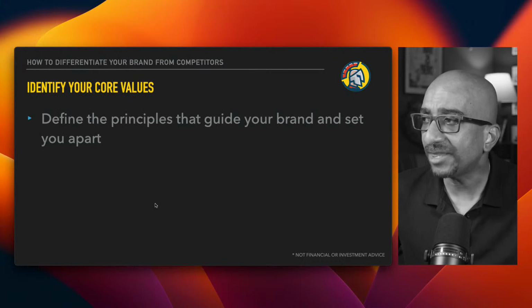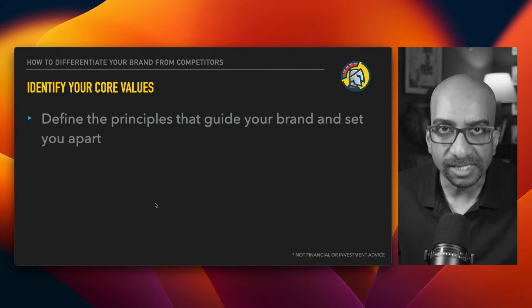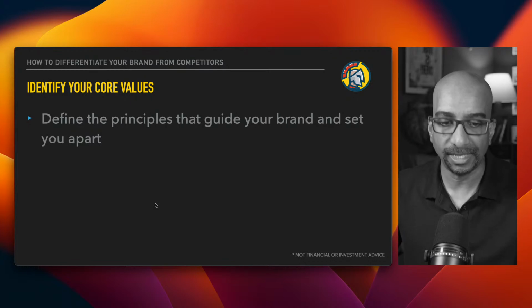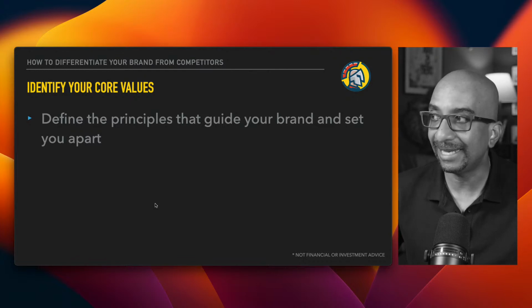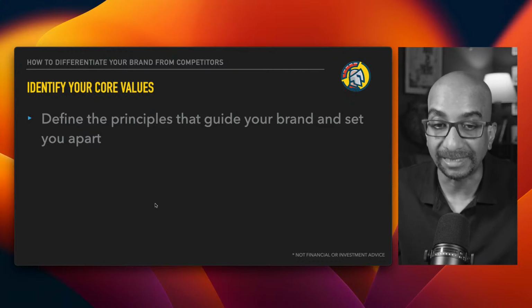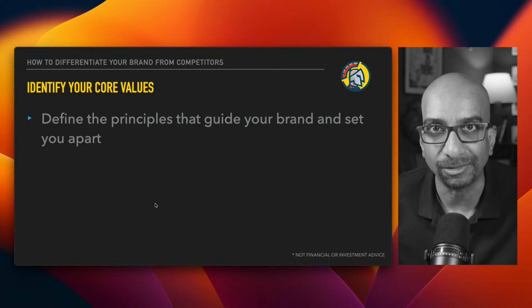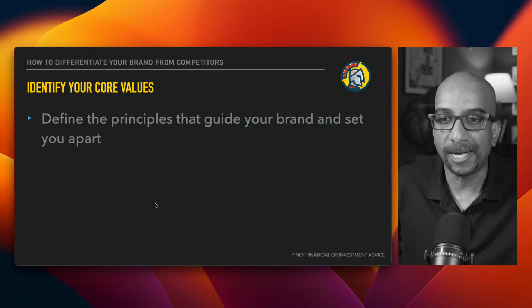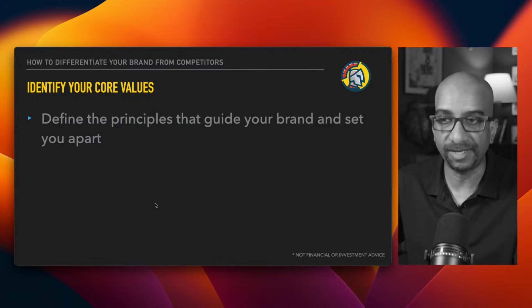So define the principles that guide your brand and set you apart. The first step, if you haven't already done so, is to sit down and spend a lot of time thinking about the principles that guide your brand, right? So these are the core principles. What is your brand about? What do you stand for, beyond, of course, making money?